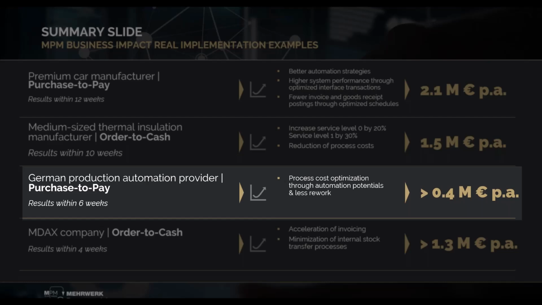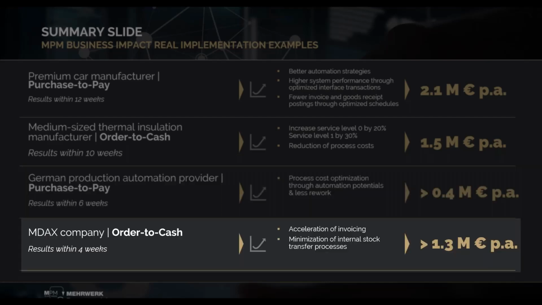Basically it was an automation potential analysis where we could identify certain automation potentials and also identified ways to standardize the process in order to have less rework. And what we did in this case, we rolled it out in one SAP system with a saving of 0.4 million euros per year. And then also here an MDAX company. MDAX is basically the German stock market index, which is holding the 50 largest companies.